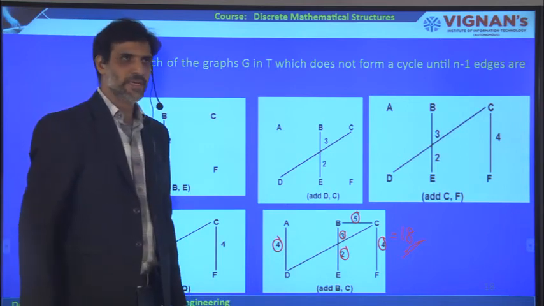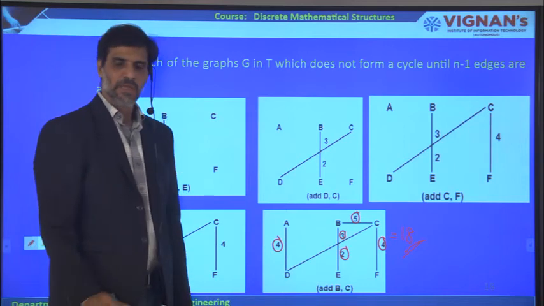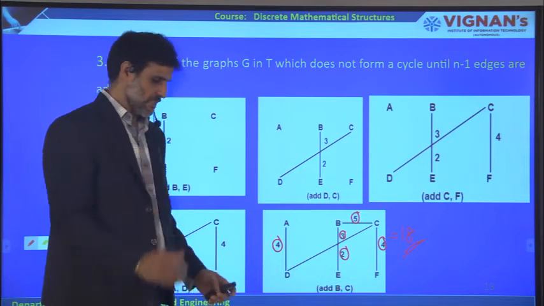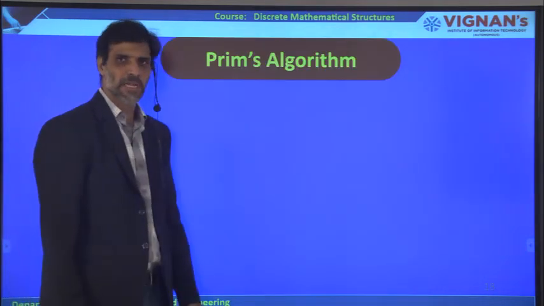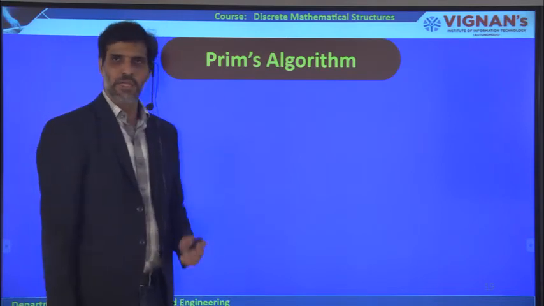This is how we can get a minimum spanning tree by using Kruskal's algorithm, and this Kruskal's algorithm is based on what? The number of edges. Now let us try to discuss another important algorithm, which is Prim's algorithm. How do we get a minimum spanning tree by using this Prim's algorithm?